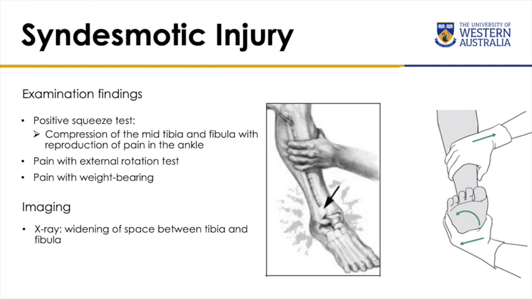Examination findings with a syndesmotic injury include a positive squeeze test, which you see here with compression of the mid-tibia and fibula, reproducing pain at the ankle. Patients will also have pain with external rotation and with weight bearing. On X-ray, you will see widening of the space between the tibia and the fibula, or widening between the tibia and the talus.